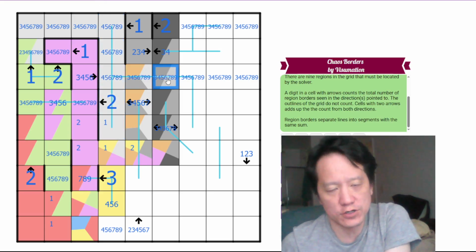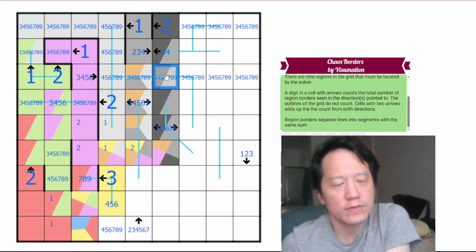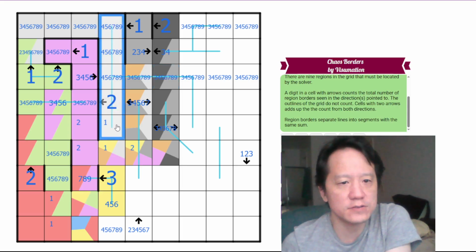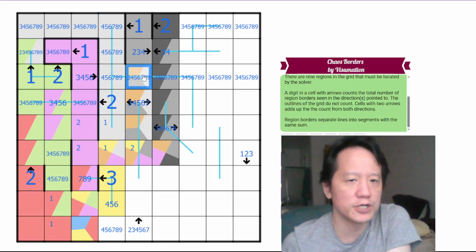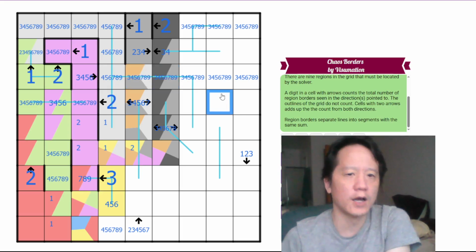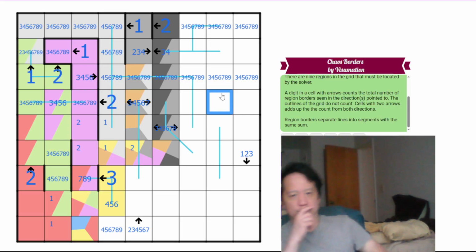If this were dark, how would this work? We know this is... Wow, that's a lot. 1, 2, 4, 5, 6, which is 18. So this region sum must add up to at least 18. So you can never have 2 digits here which are the same. Okay. This is interesting.